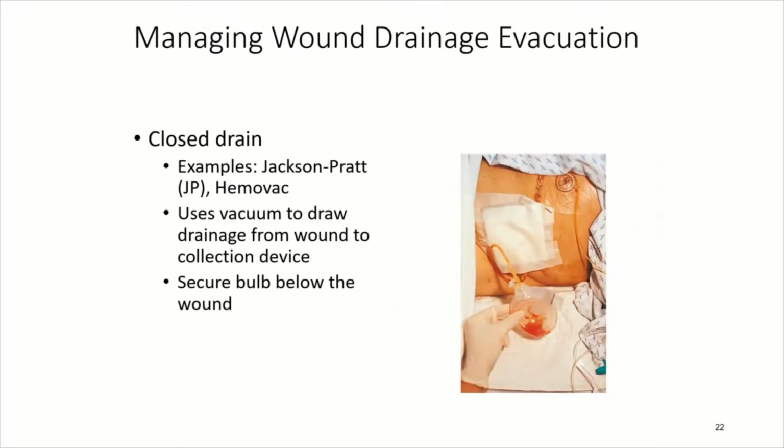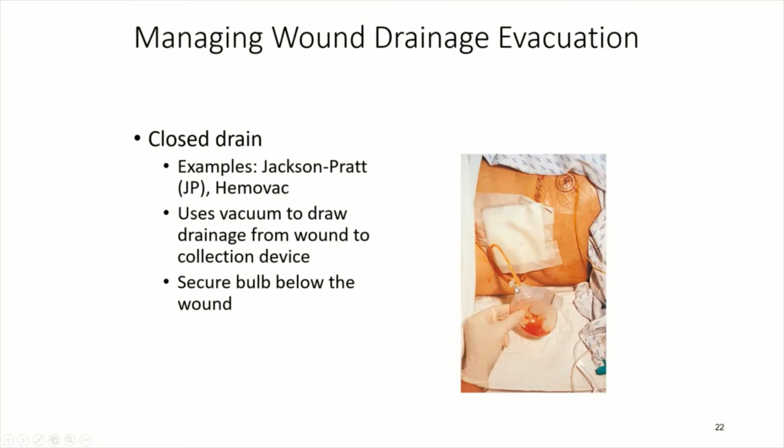Managing wound drainage, evacuation, closed drain. We have a Jackson Pratt drain, which collects 100 to 200 mLs in 24 hours. A Hemovac drain accommodates more drainage, usually 500 mLs in 24 hours. The collection device is connected to a clear plastic drain with multiple perforations, and the drainage collects in a closed reservoir. So we have our drain.